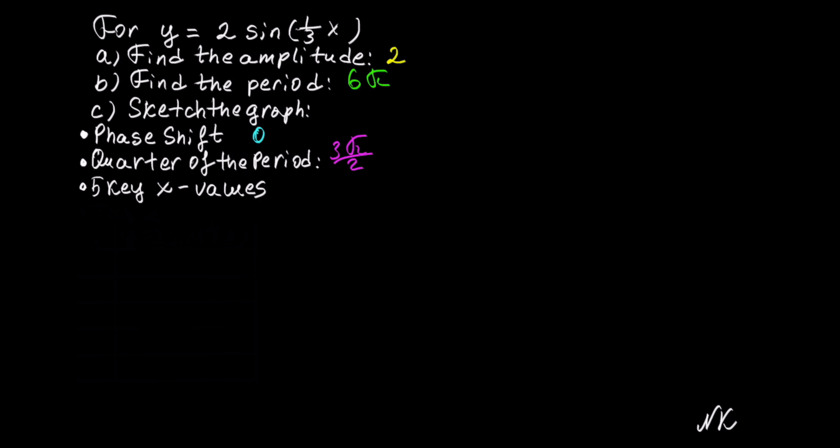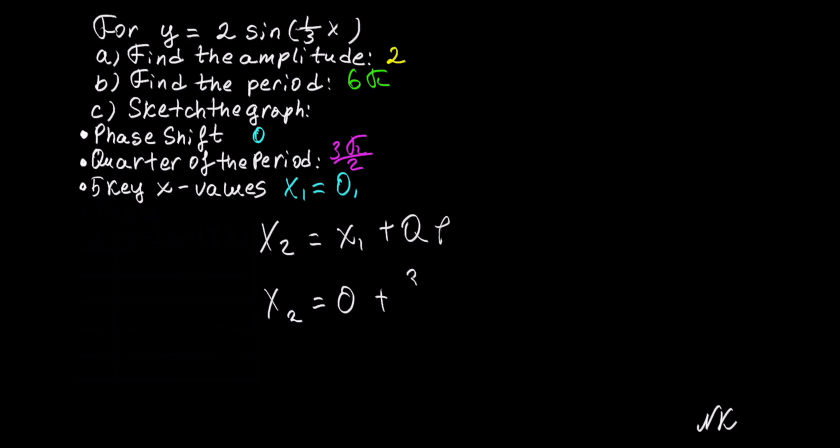The next thing we need to do is calculate 5 key x values. The first one is always equal to the phase shift, so x1 is 0. The second x is calculated by taking the previous x1 and adding a quarter of the period to it. So x2 is equal to x1, which is 0, plus a quarter of the period, 3 pi out of 2. So x2 is equal to 3 pi out of 2.